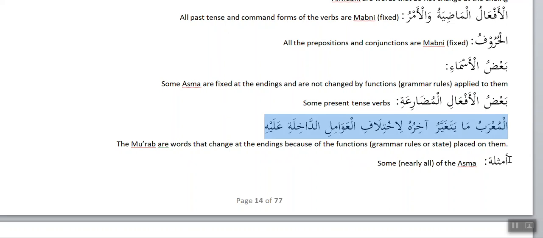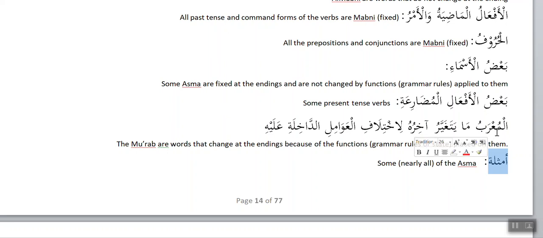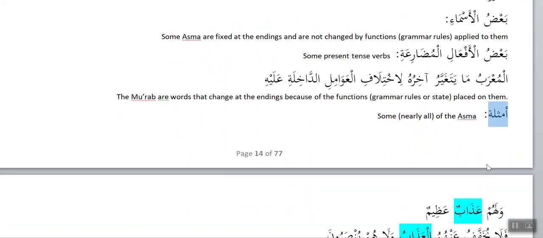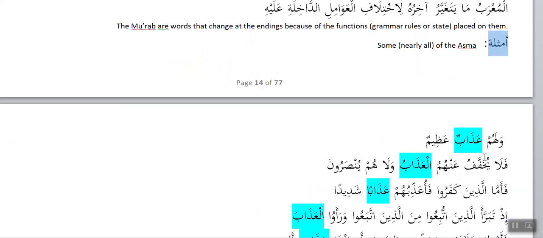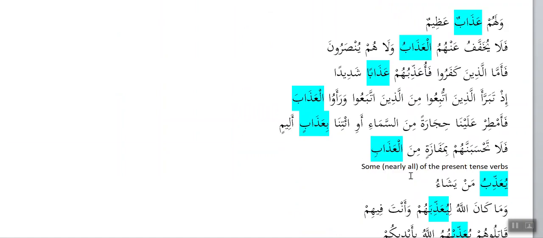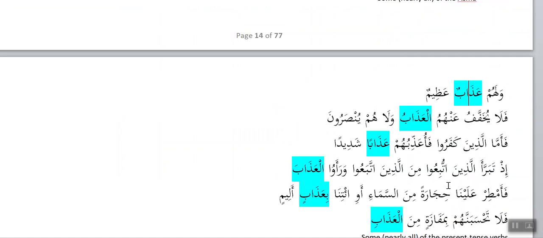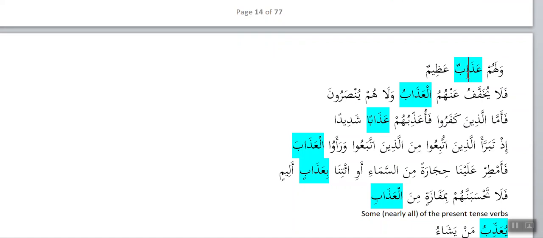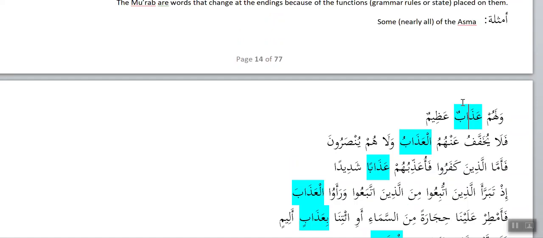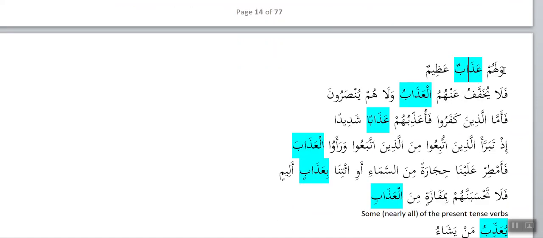Amthila, examples. Nearly all of the asma, of course, which would be the opposite of that. And also, those are examples, and nearly all of the present tense verbs. And I give examples here. For example, if you look, I chose that one word from the Quran, adhab, which means punishment. It's not the meaning that I was going for. It's just the grammar rule. So here it says lahum adhabun azimun.